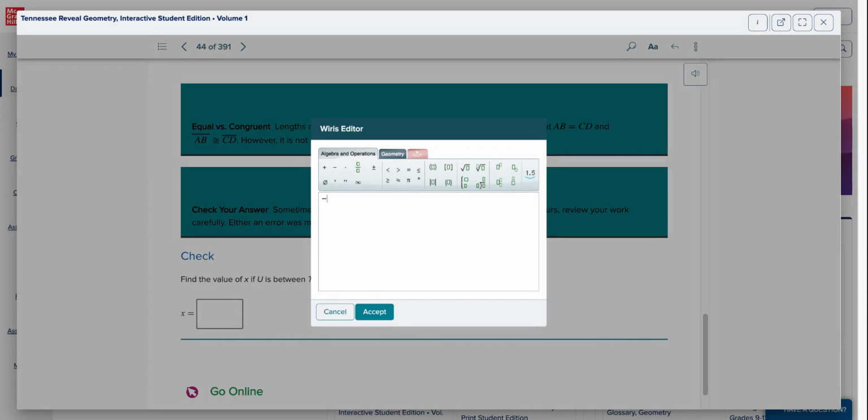So put a little negative sign there. And again, I got an improper fraction. I got negative 7/3. So 7 on top, 3 on the bottom. Or if your teacher wants it as a mixed number, that'd be negative 2 and 1/3. Negative 2 and 1/3.